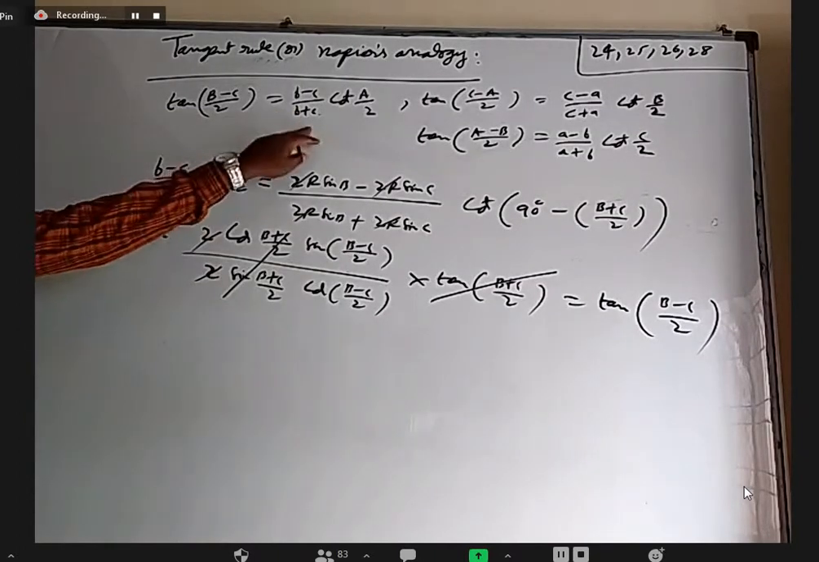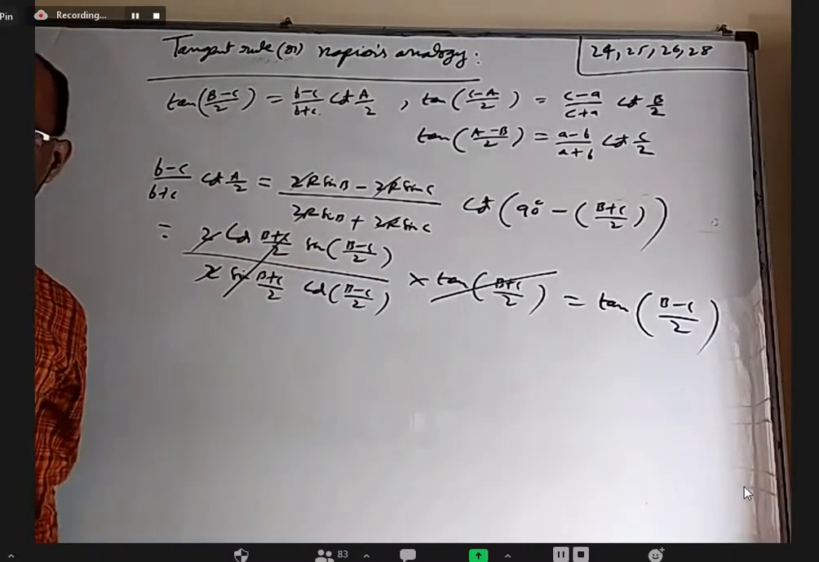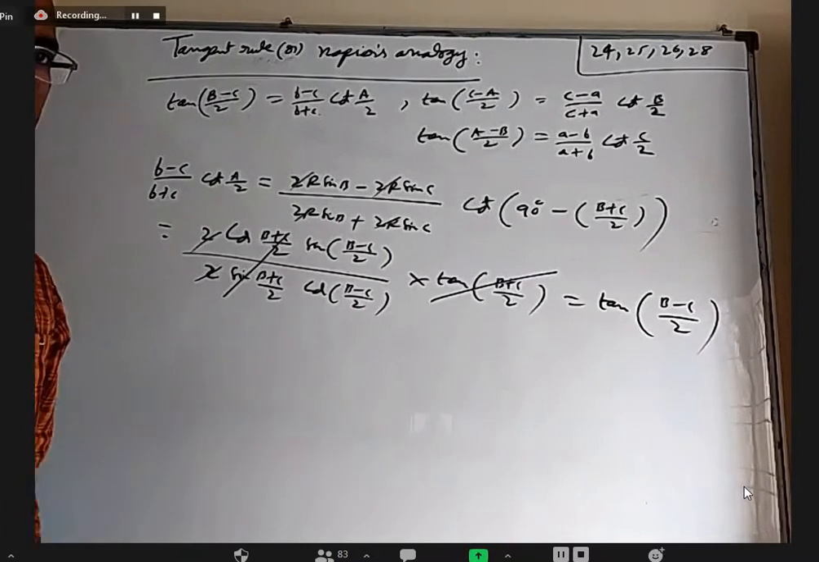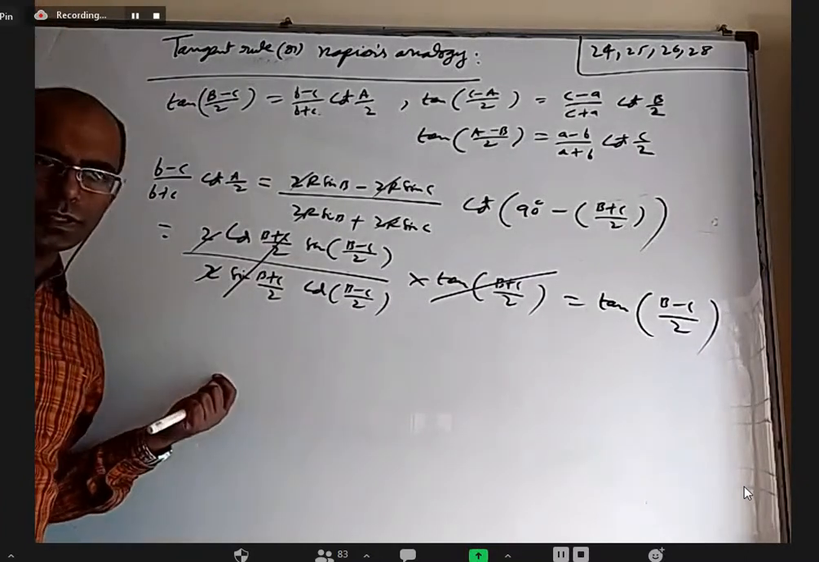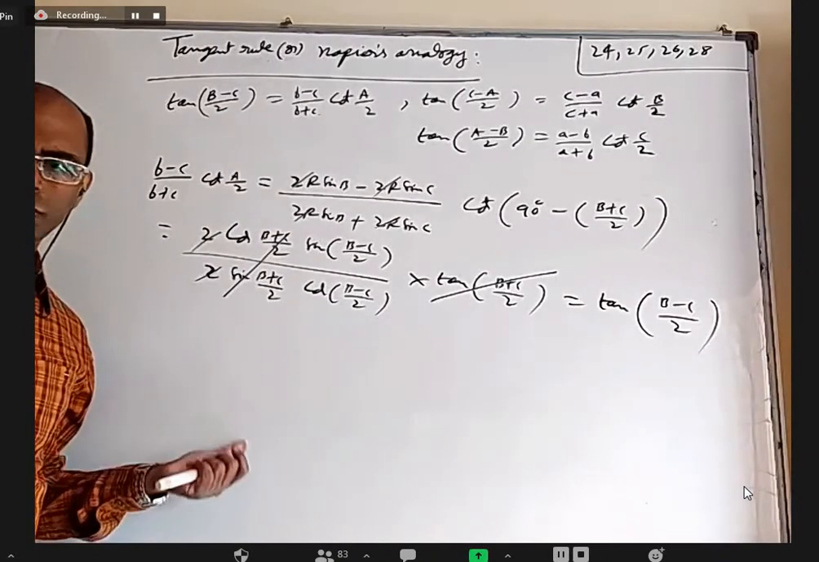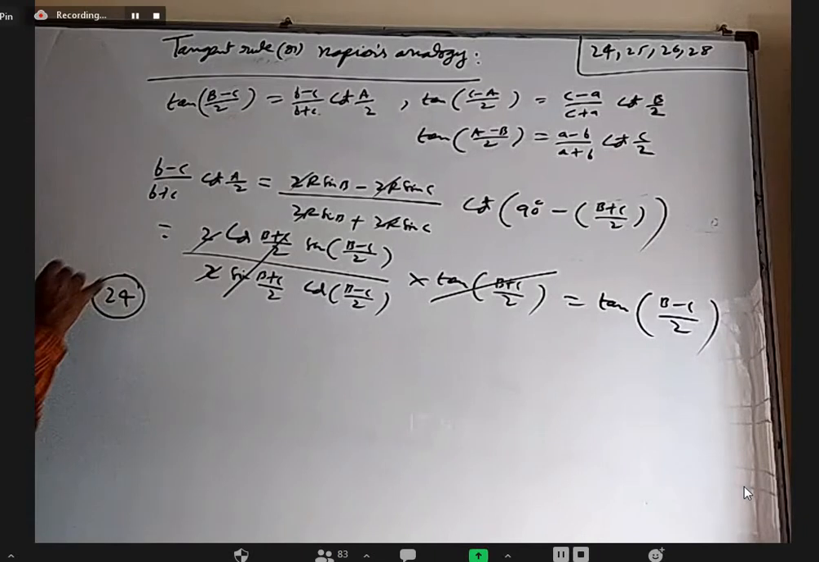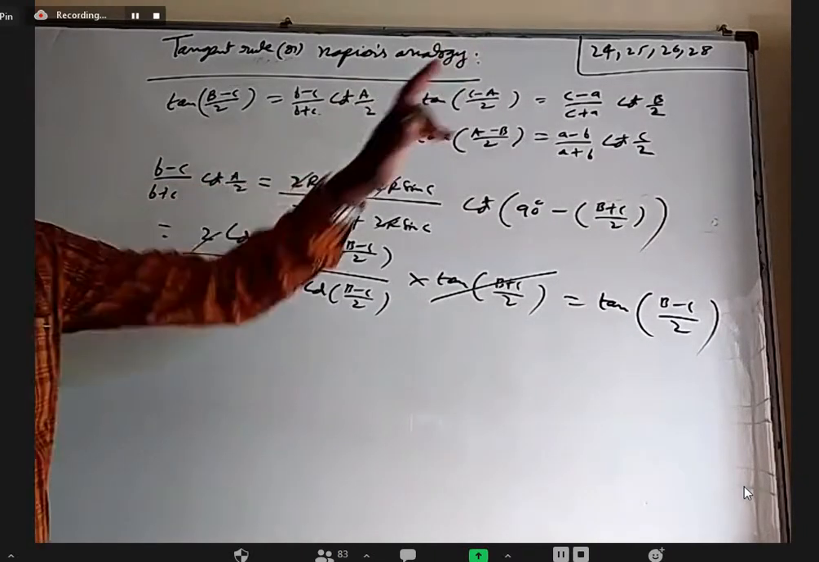Okay, we started with RHS, we used sine rule, applied transformations, and automatically everything got cancelled and we got LHS. Is this okay, tangent rule, everybody? Yes, sir. Okay. So let us do mains material 24, 25, 26, 28.